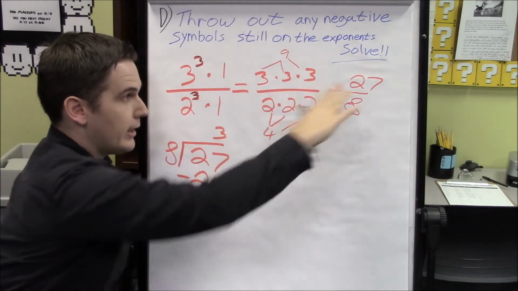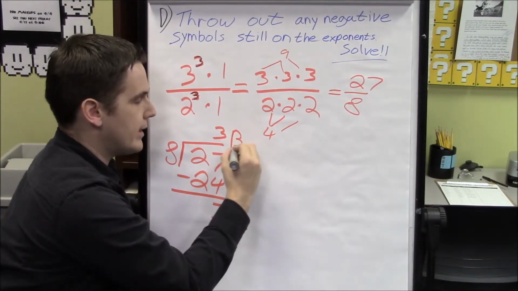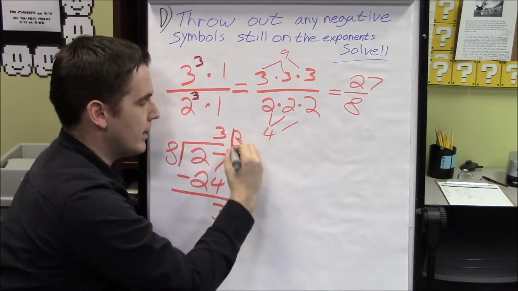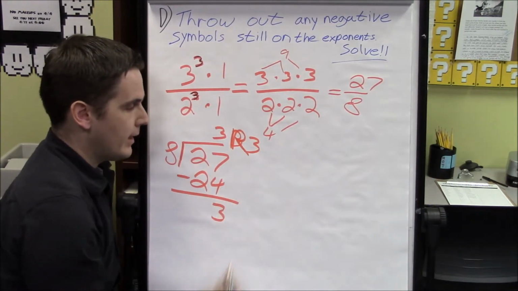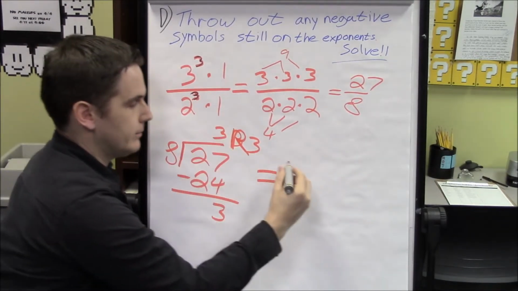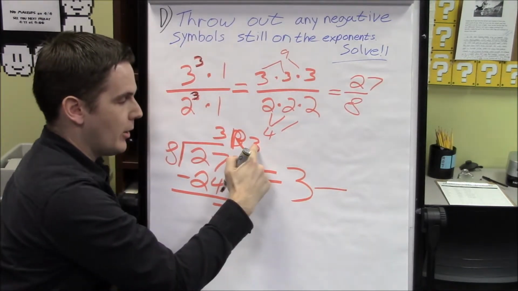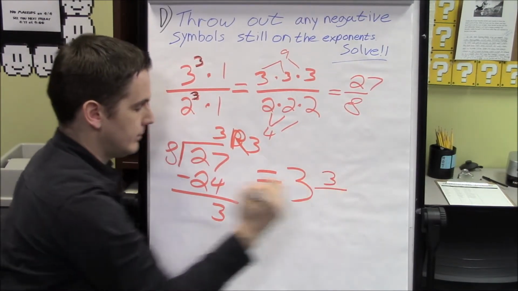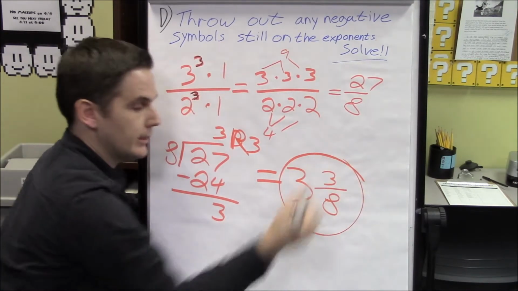Now for improper to mixed number, we get to go 3rd grade style. With remainder. So that's your remainder. Now here's where you're going to write your fraction. This is your whole number. Fraction. This goes on top. This goes on bottom. And you're done.